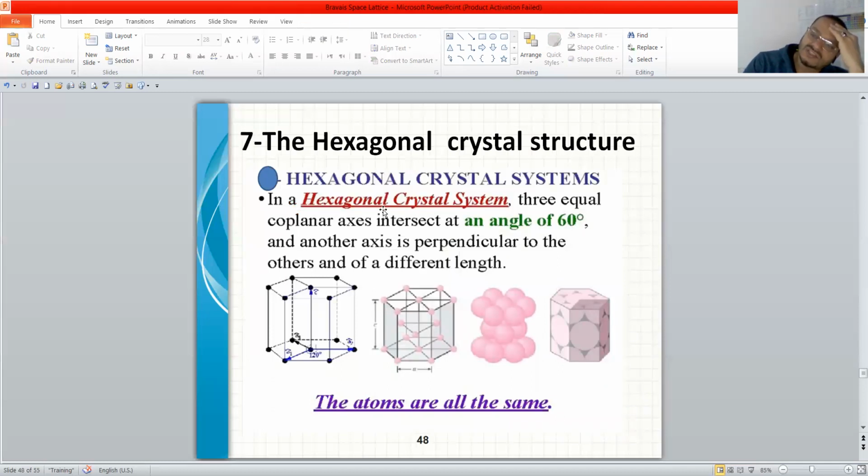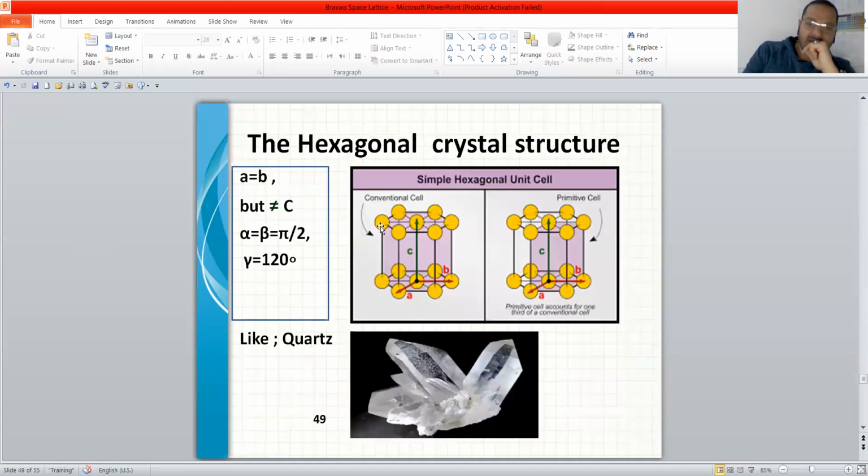Let's talk about the last kind of crystal structure, the hexagonal crystal structure. This kind is very interesting. In the hexagonal crystal system, three equal coplanar axes intersect at an angle of 60 degrees, and another axis is perpendicular to the others and of a different length. Let's take another deeper look here. We have A equal B vector, but they don't equal C vector, because like I said before, we have some stretching.